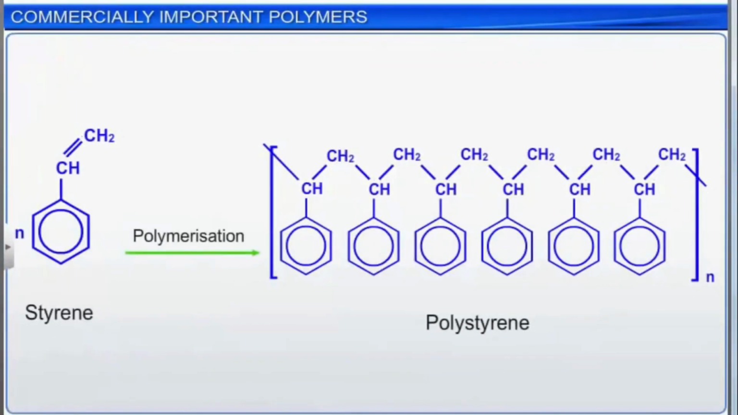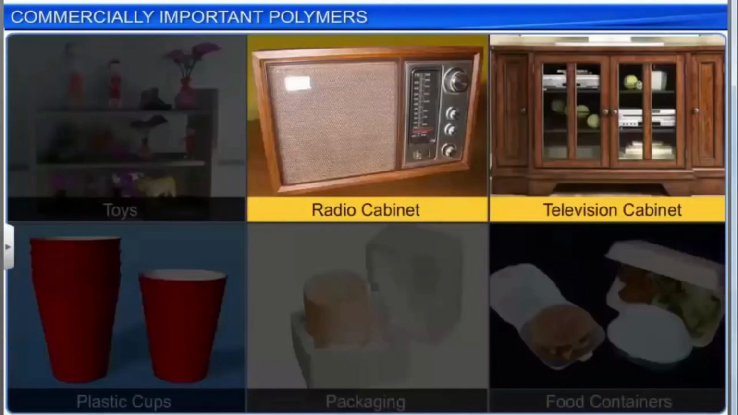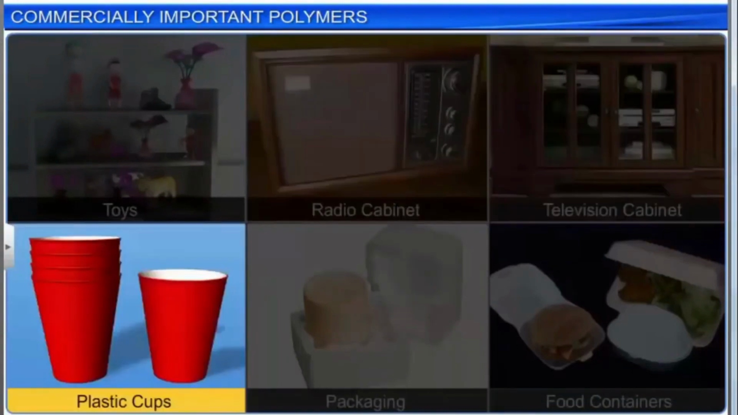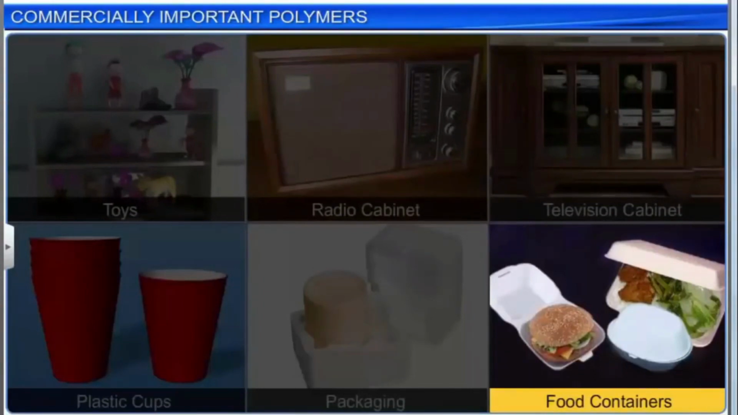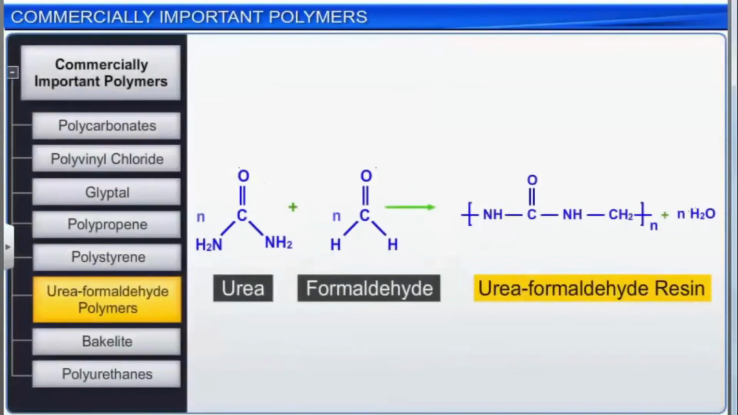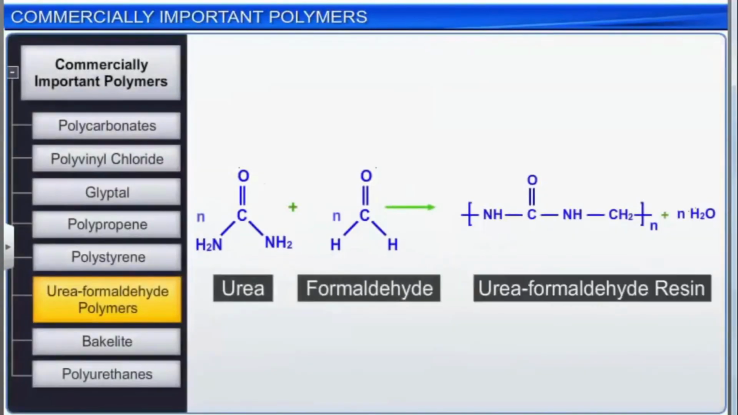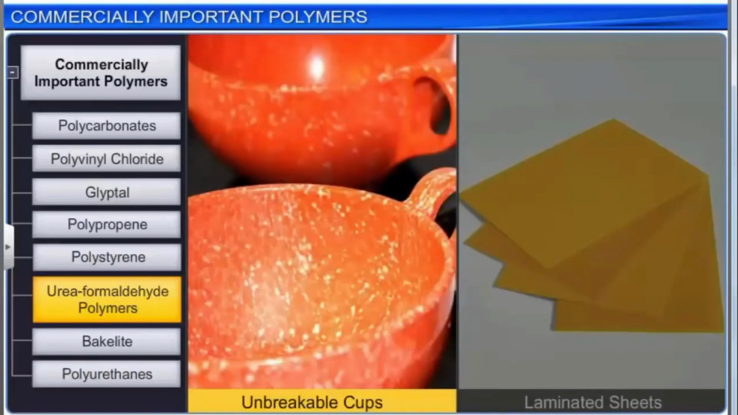Polystyrene is a homopolymer of styrene. It is commonly referred to as styrofoam. It is used in the manufacture of toys, radio and television cabinets, plastic cups, packaging, and food containers. It is also used as an insulator. Urea formaldehyde polymers are formed from the condensation reaction between urea and formaldehyde. Urea formaldehyde polymers are used for making unbreakable cups and laminated sheets.